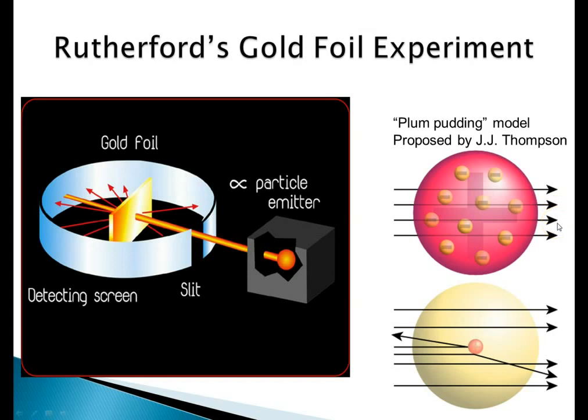When Rutherford ran his experiment, what he found was every now and then an alpha particle would be deflected at an odd angle onto the detecting screen. This detecting screen was essentially a photographic plate, so that when an alpha particle hit it, it would expose the film. What he found was most alpha particles went straight through the gold foil, but some of them were deflected at odd angles, some of them even coming right back at the emitter.